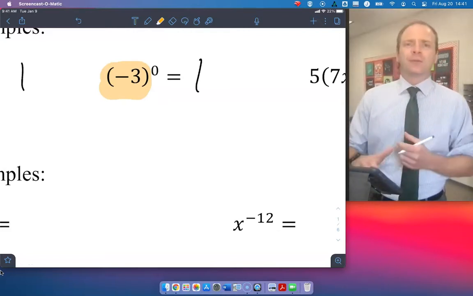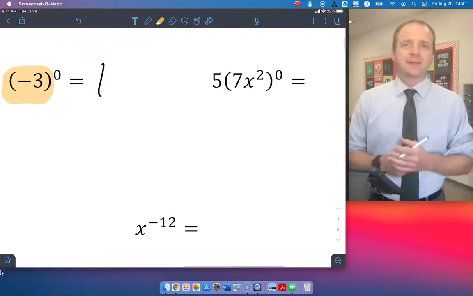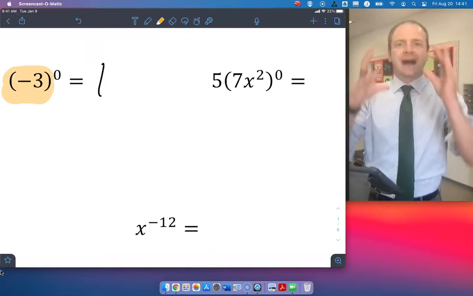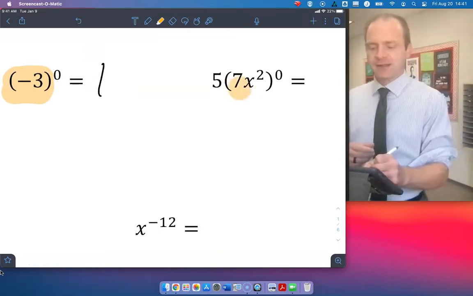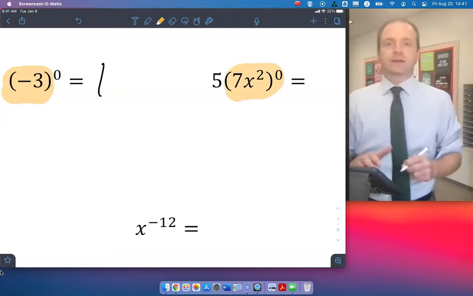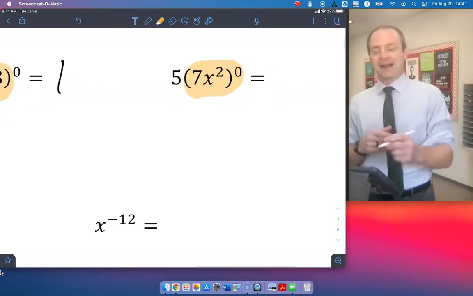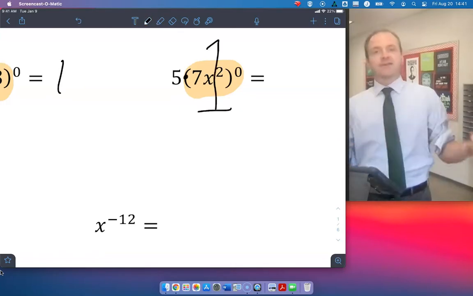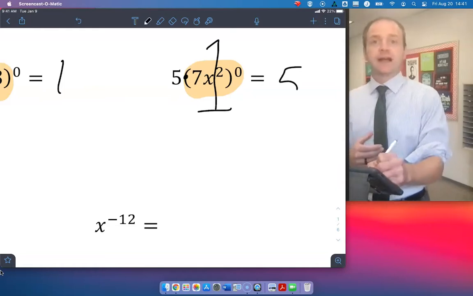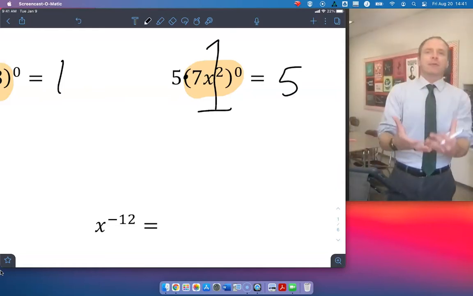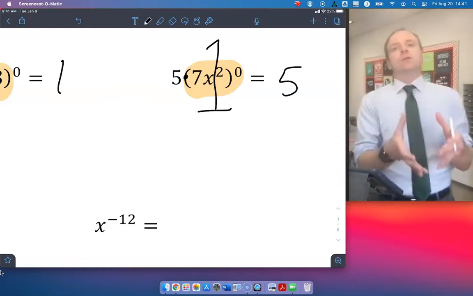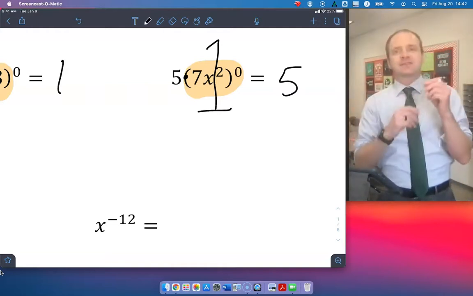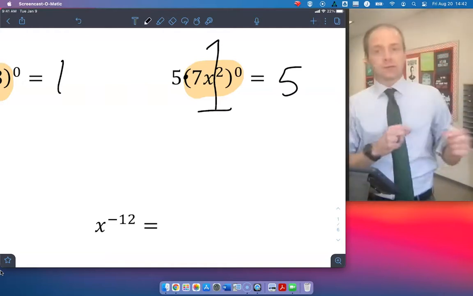Now, what about the third one? Which part of that's being raised to the power? Well, the object that's being raised to the power is the 7x squared. So that entire thing becomes the number 1. It becomes a big, giant 1. So really, that's 5 times 1, which is 5. So that's the 0 power. It doesn't mean your answer is 1. It means the object to a 0 power equals 1.